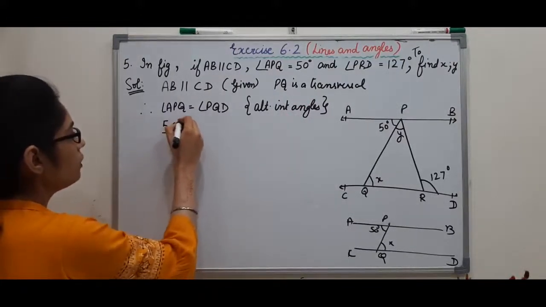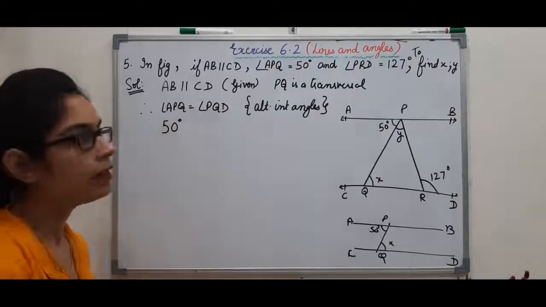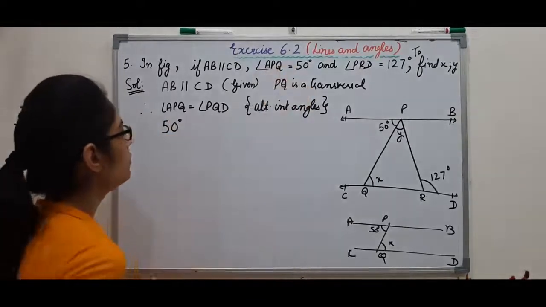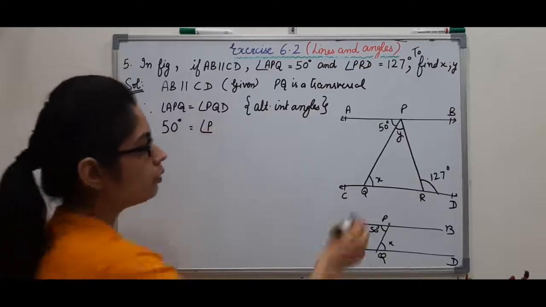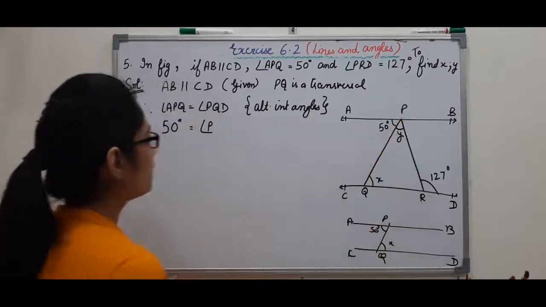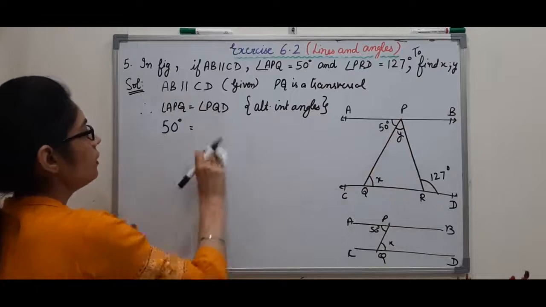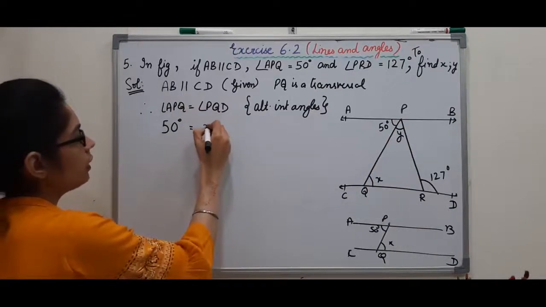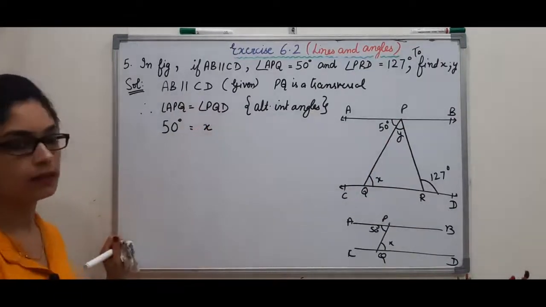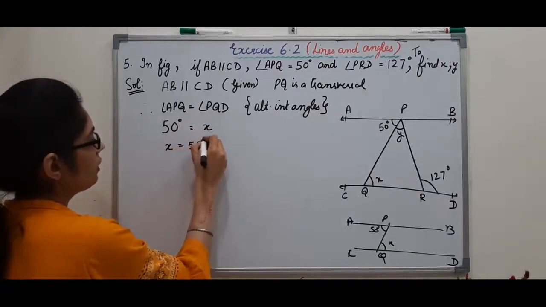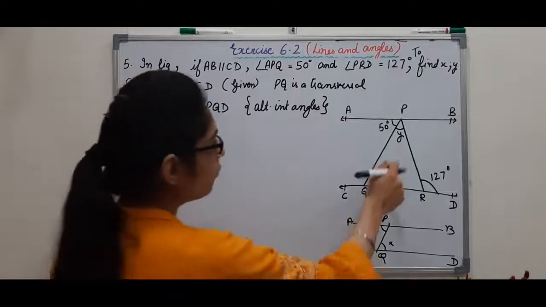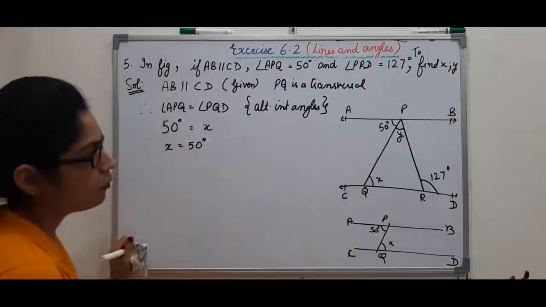Now we know the value of APQ, so we can substitute its value because this value is already given to us. APQ is equal to 50 degrees, equal to PQD. So we know the value of PQD also, it is X. So instead of angle PQD, we can directly write X. So from here we got the value of X. X is equal to 50 degrees. Now we have to find the value of Y.